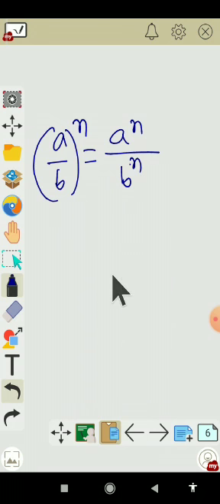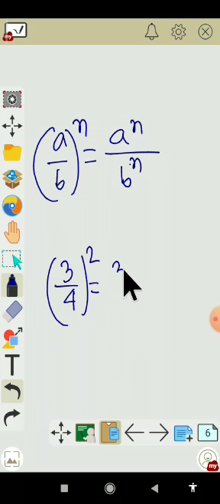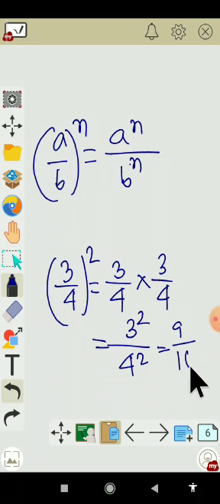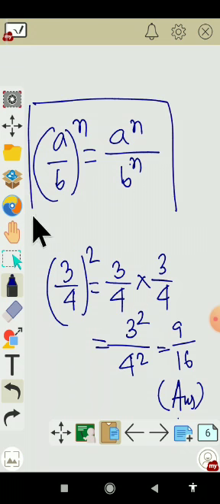We can take one example, 3 by 4 squared. We can write 3 by 4 into 3 by 4, which is 3 squared by 4 squared. So that is 9 by 16. This way we can find any power. This formula is important to remember.